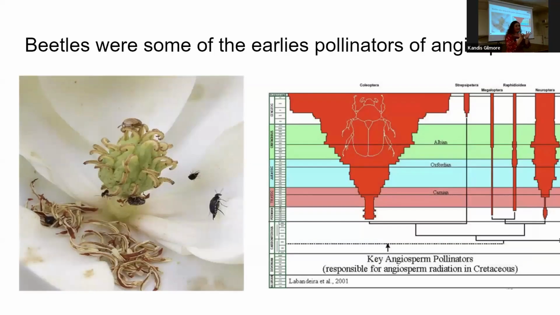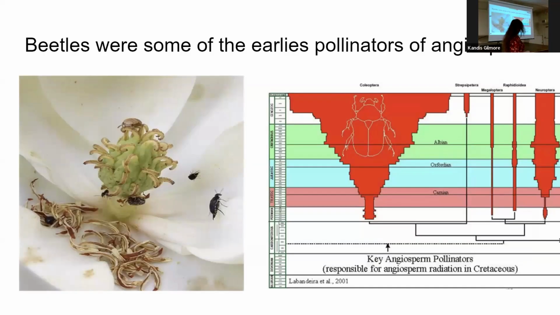Flower, how it's really big and wide and it is a big landing platform. So beetles don't have the best eyesight. They're a little bit clumsy flyers, but they can land in the middle and munch all the anthers and the pollen, and fly from flower to flower, transferring pollen.